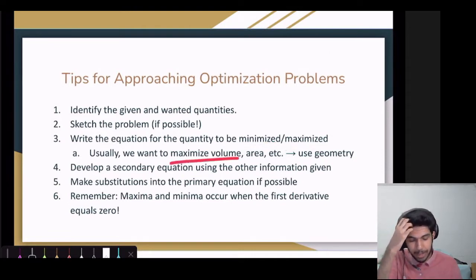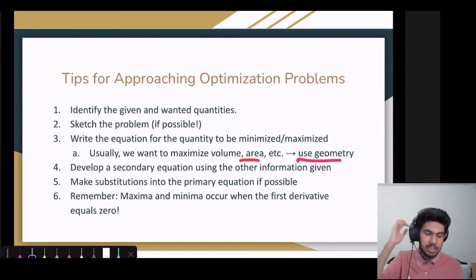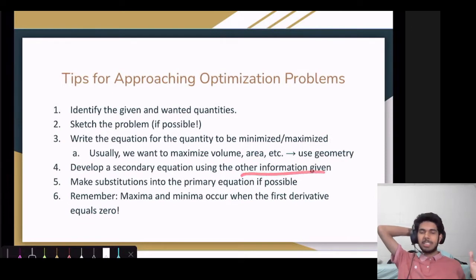And here, usually we want to maximize volume. These are just the types of problems we normally see. That could also be area. For these, you want to use your geometry, so make sure you're familiar with your equations. After you do all that, you're going to want to develop a secondary equation to get the information given. This might seem a little bit confusing now, but as we do some problems, it'll make sense. Then you're going to make some substitutions into your primary equation. And then finally, you can solve for your maxima or minima by taking the first derivative and setting it equal to 0. Seems confusing, might be a little bit. Let's just do some problems.